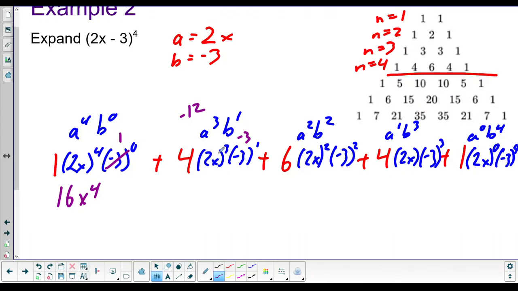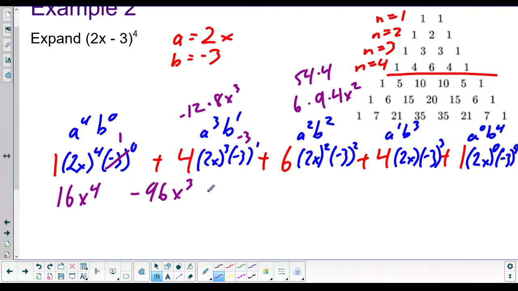Then we have 2x to the 3rd power. So 2 to the 3rd power is 8. X to the 3rd power is x cubed. So this is going to be negative 96 x cubed. All right. Negative 3 squared is 9 times 6. And then 2x squared is going to be 4x squared. So 6 times 9, that's 54, times 4, that's 216 x squared.